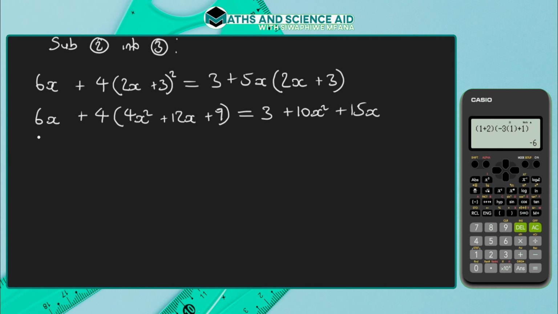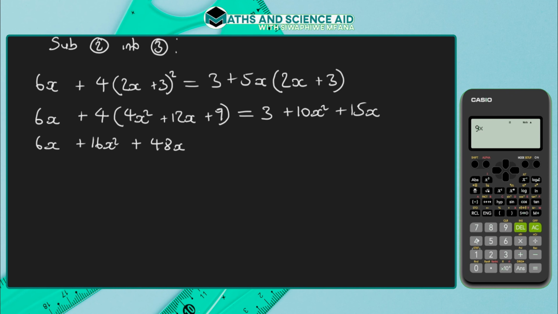And now what we are going to do is we need to expand by this 4. So we are still going to take down 6x, and then 4 into 4x squared, that is 16x squared. 4 into 12x should be equal to 48x. Let's see if I'm not mistaken. So 4 multiplied by 12 is equal to 48 indeed. And then lastly, 4 into 9, and so that should be equal to, I don't know, maybe 36.